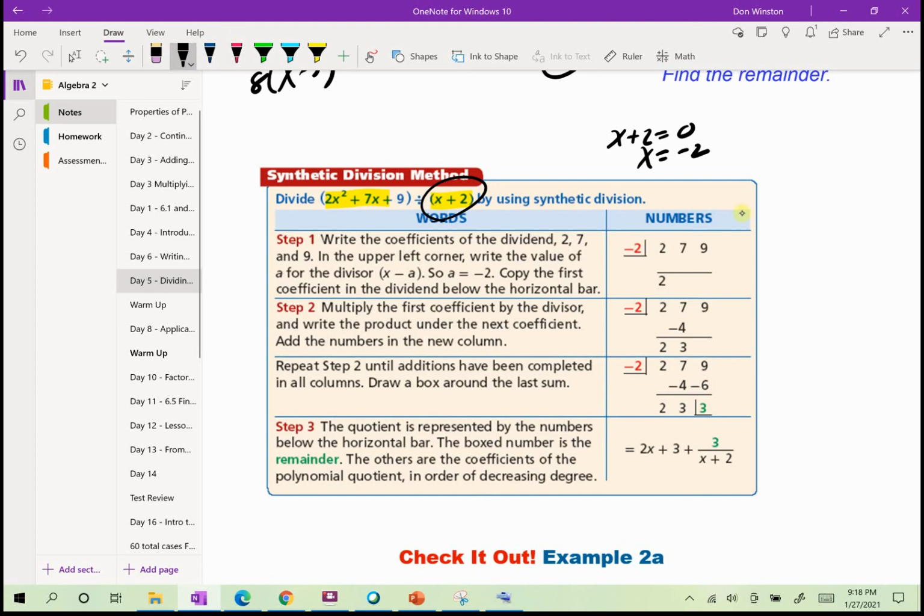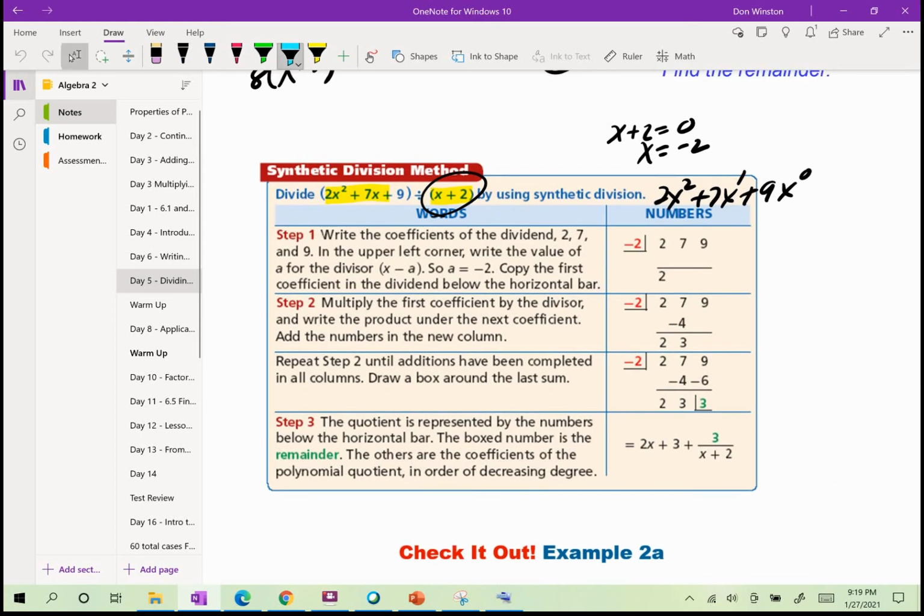Here I had 2x squared plus 7x, and then plus 9 times x raised to 0. When I say I exhausted all the terms, I mean I accounted for every power of x: 2, 1, and 0. And you have to account for every power of x. Okay, so after exhausting all the terms, this becomes my remainder, which we put a box around. So my remainder is 3, which means x plus 2 was not a divisor of 2x squared plus 7x plus 9.